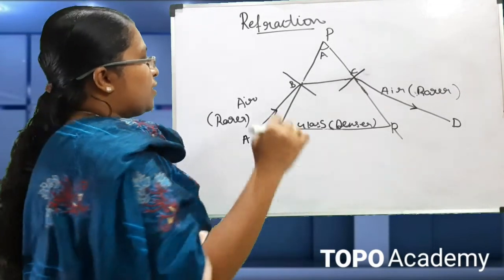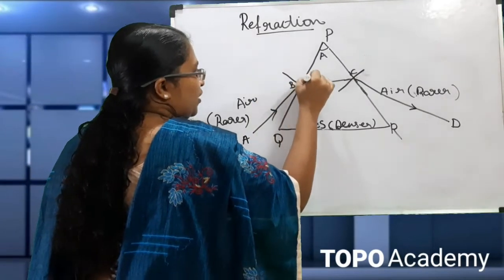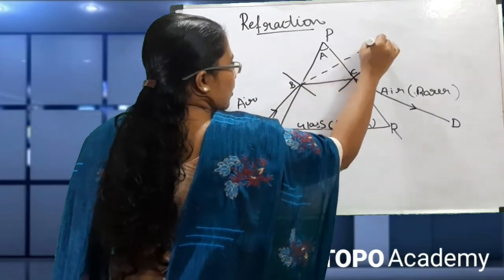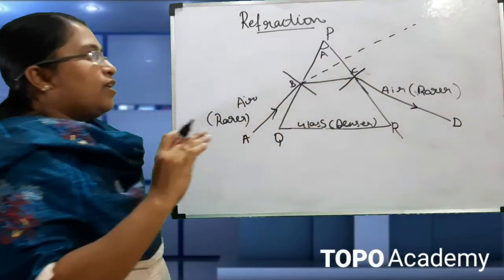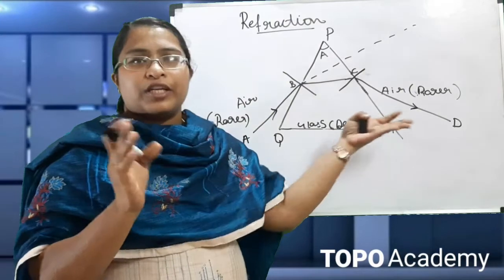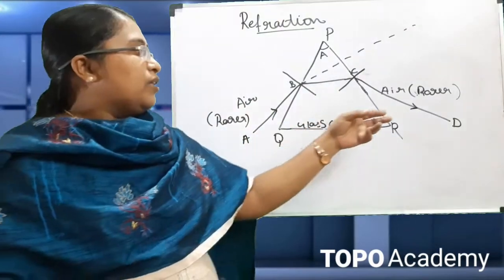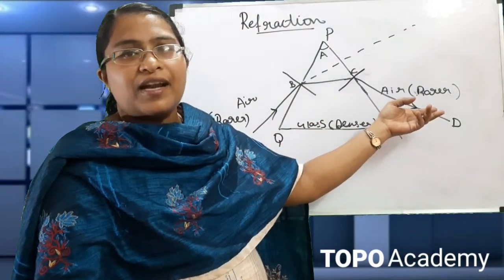Now if you extend this incident ray, we can see that this incident ray and the emergent ray are not parallel to each other. This emergent ray is deviated at a certain angle.